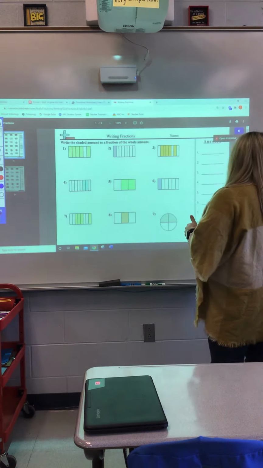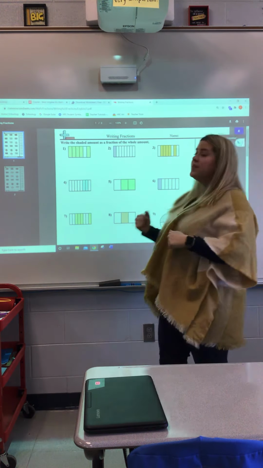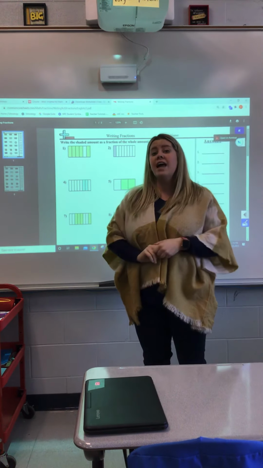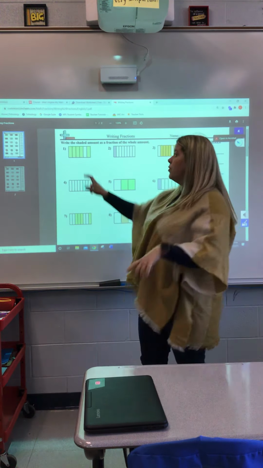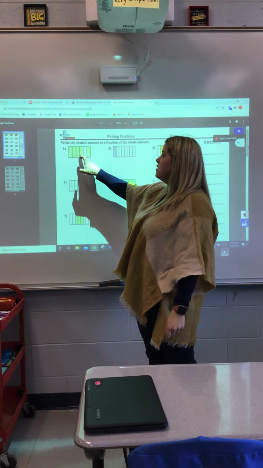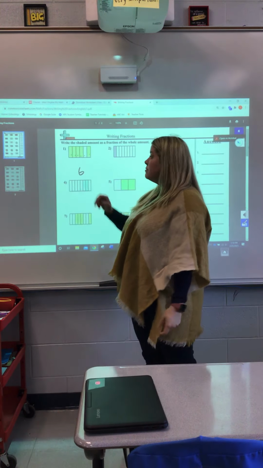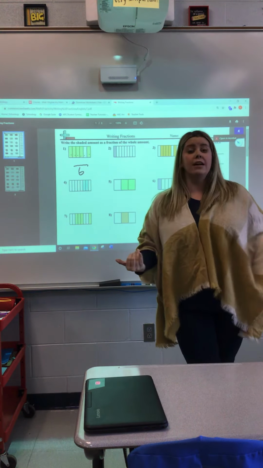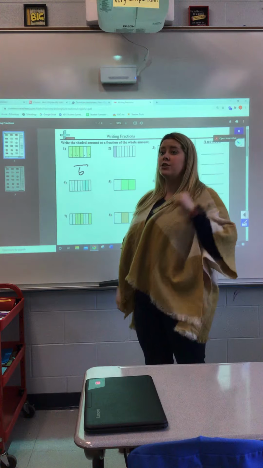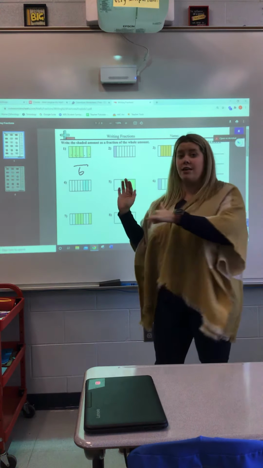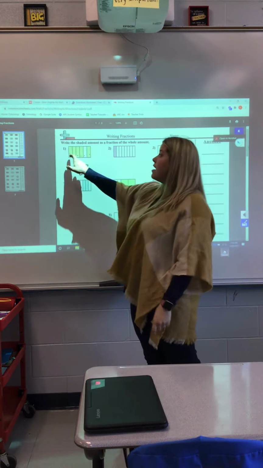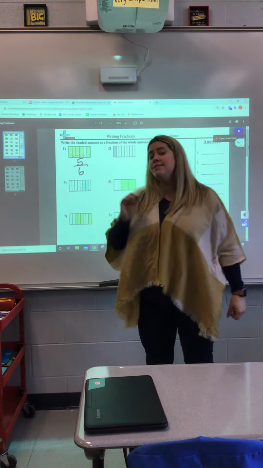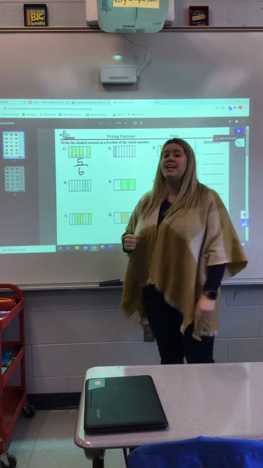So let's look at number 1. Well, to determine my denominator, or my bottom number, I need to count how many parts I have total. So 1, 2, 3, 4, 5, 6. My denominator is going to be 6. To determine what my numerator is, I count how many parts are shaded, because that's what we're talking about, shaded parts. So I have 1, 2, 3, 4, 5. So 5/6 of that shape is shaded.